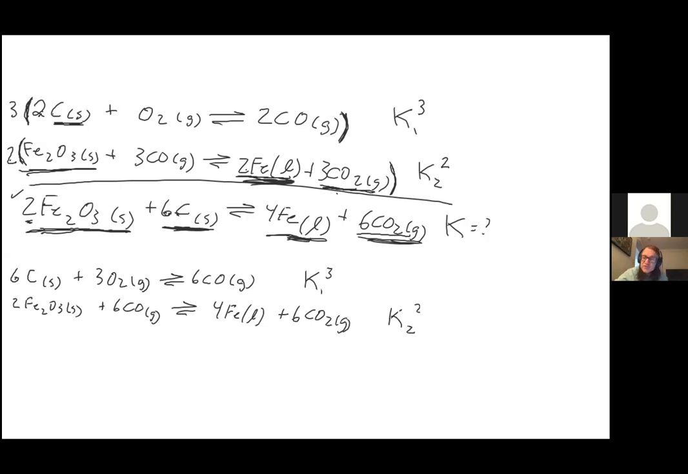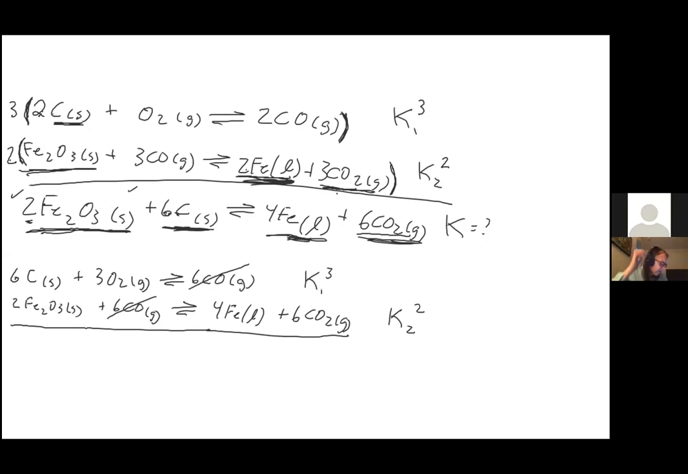So if this is correct, then adding the 2 of them together should give us this overall equation down here. So let's see if it does. We can cancel the carbon monoxides. There's 6 of them on both sides, so that can be canceled. And it looks like we're getting pretty close there, right? Let me just make sure.